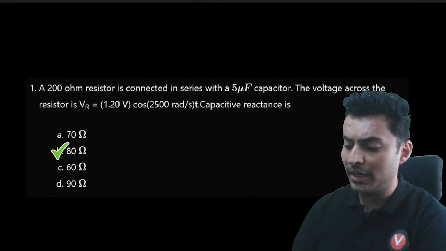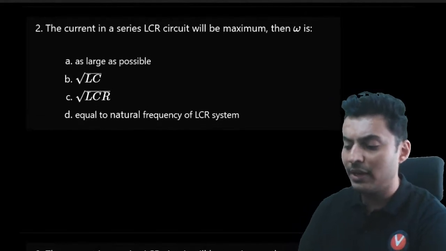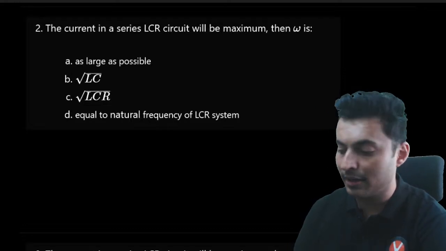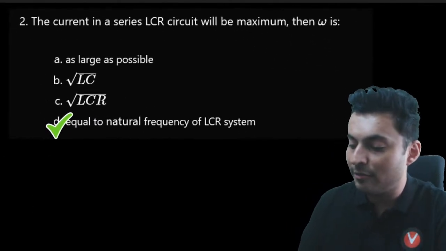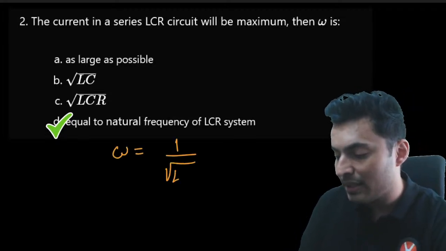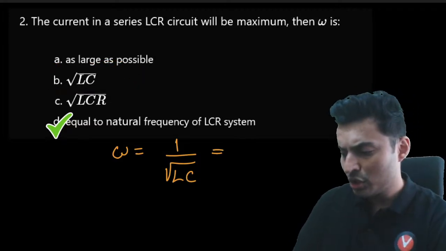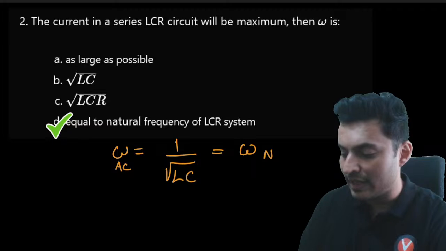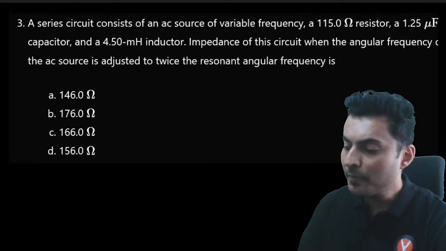Okay. So let's move on to the next question, guys. Coming up on your screen, the current in the LCR series circuit will be maximum when omega is what? Resonance occurs when it equals the natural frequency. In fact, the value of that particular omega is 1 by root LC. Don't get confused and mark option B. That is wrong. It is 1 over root LC that should be the frequency of that AC circuit. Then resonance occurs. That is the question.